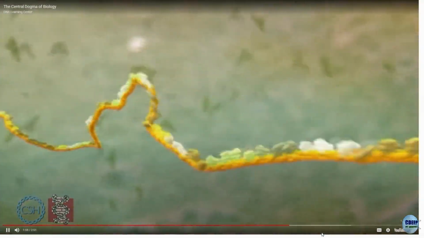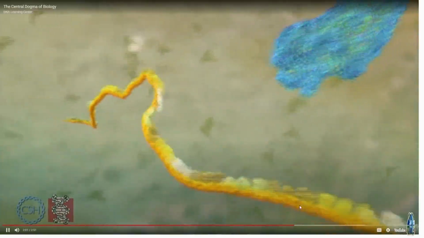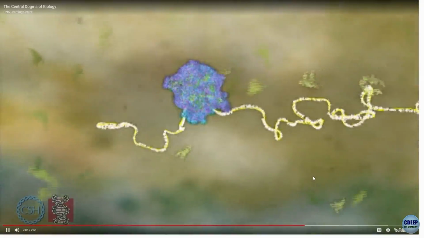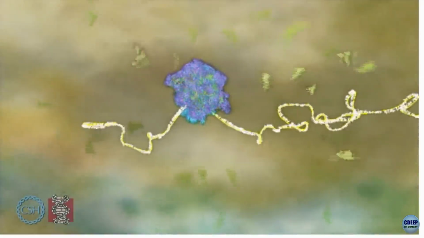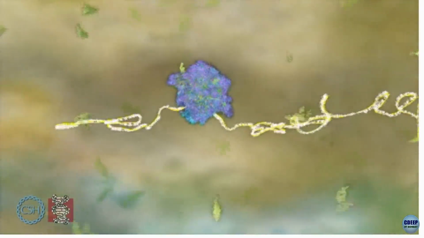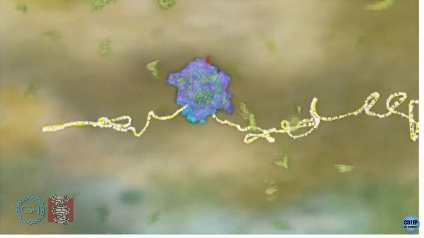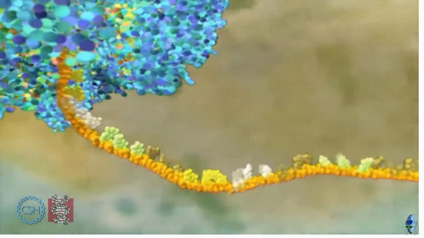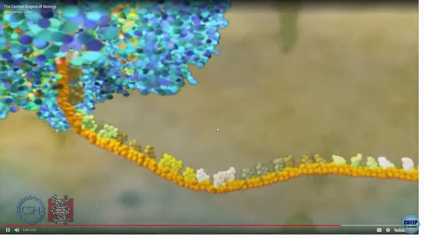Then all the components of a molecular factory called a ribosome lock together around the RNA. It translates the genetic information in the RNA into a string of amino acids that will become a protein. Special transfer molecules, the green triangles, bring each amino acid to the ribosome. Inside the ribosome, the RNA is pulled through like a tape.